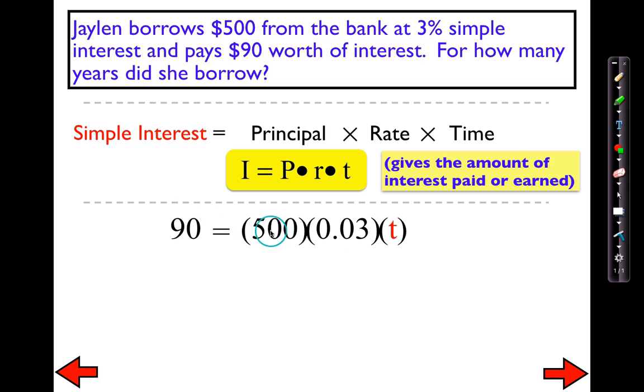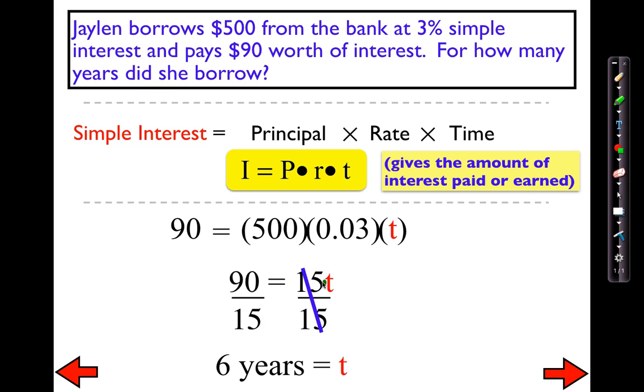So here we're going to multiply 500 times 0.03, which would give us 15. The next step to solve for t, since this means 15 times t, I'm going to have to divide both sides by 15, which is going to give us t equals 6. Now, since t is measured in years, I would answer that she borrowed it for 6 years.